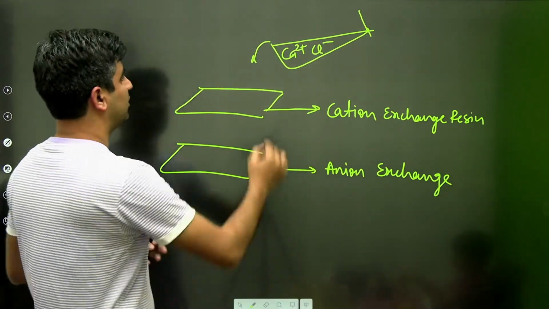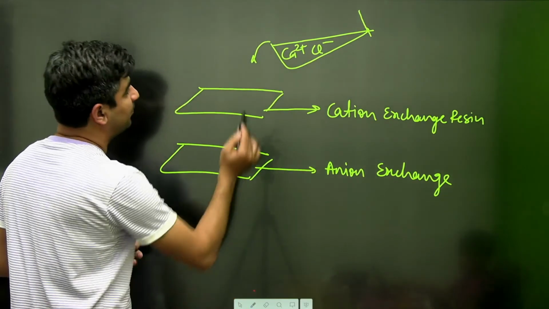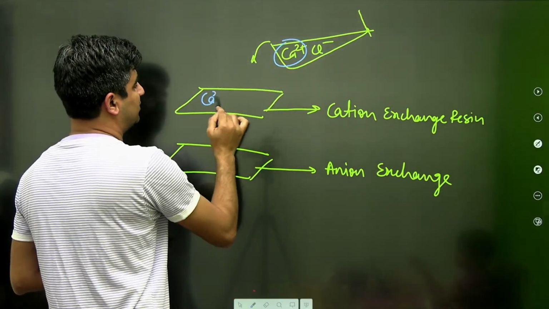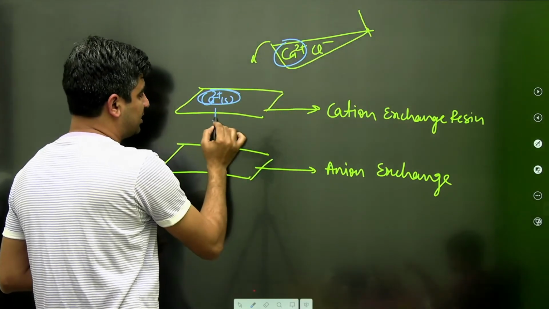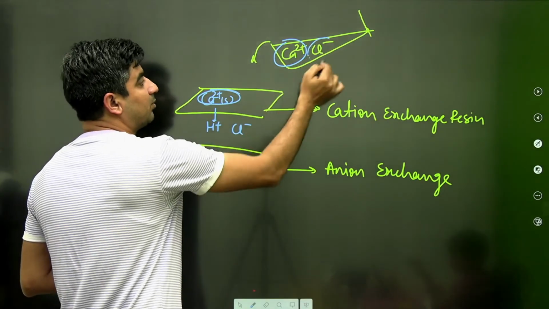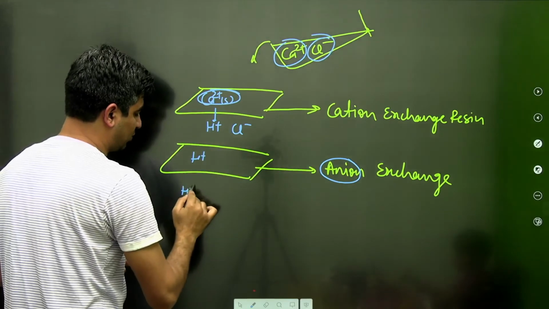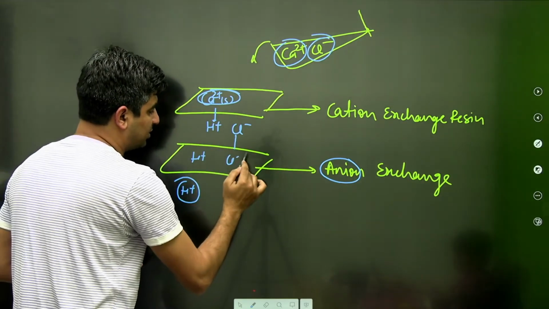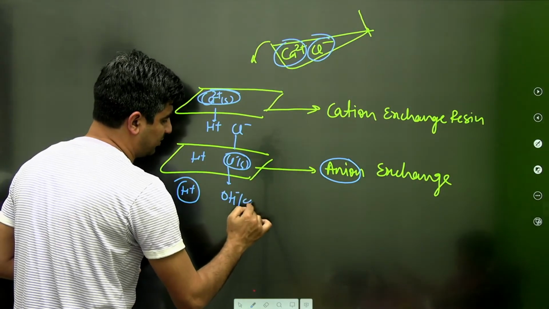So what will happen when you pass it through the cation exchange resin? This cation Ca2 plus will get stuck over here in the form of some compound, and it is replaced. Instead of Ca, H plus will come, and there will be chloride. Now when the chloride passes through the anion exchanger, the H plus has already been crossed, so the chloride comes here and sticks to some ion, and in its place we are going to get OH minus.